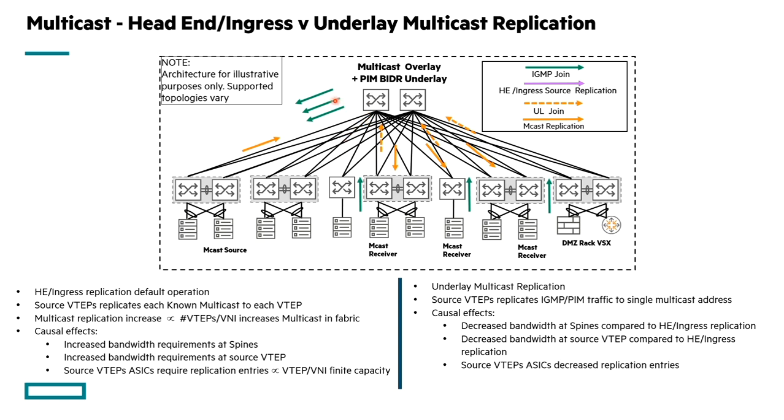So we've now created efficiencies here from a source VTEP perspective. Causal effects are we've decreased the bandwidth at spines compared to the head-end ingress replication. We have also decreased the bandwidth at the source VTEP compared to head-end ingress replication, and also the source VTEP ASIC decreases the amount of replication entries and reduces the burden overall on the source VTEP.